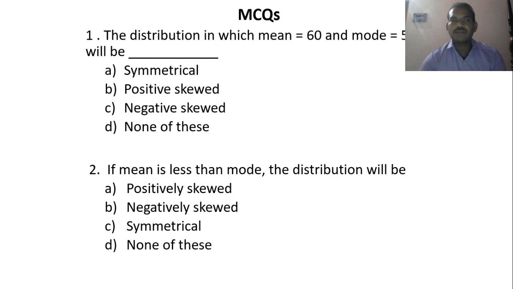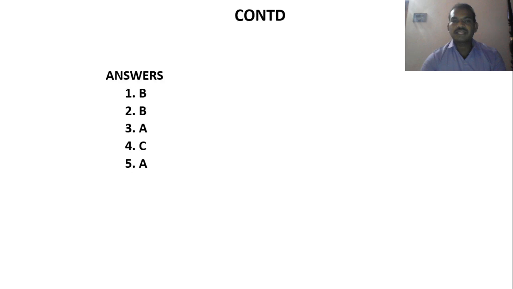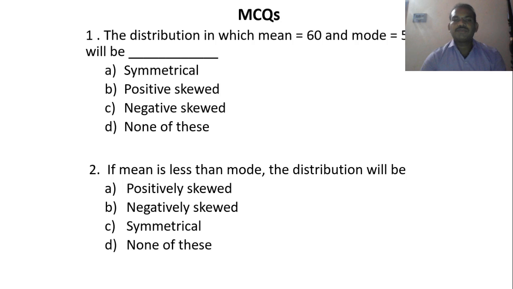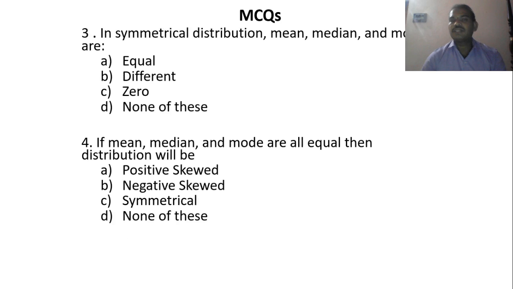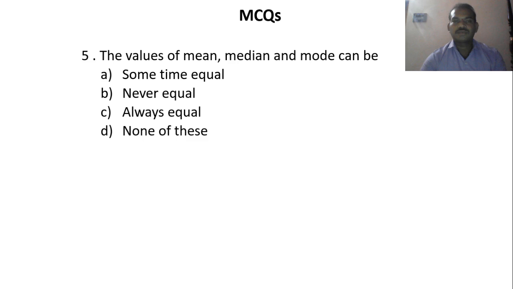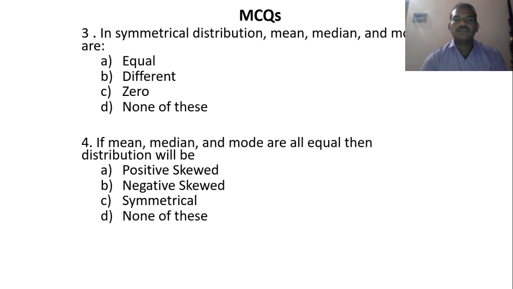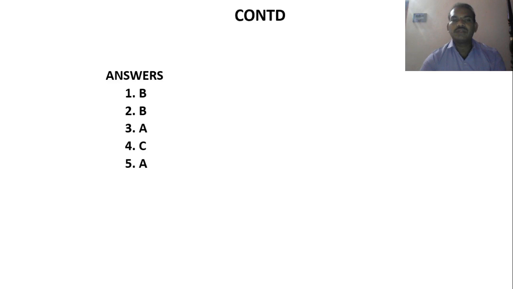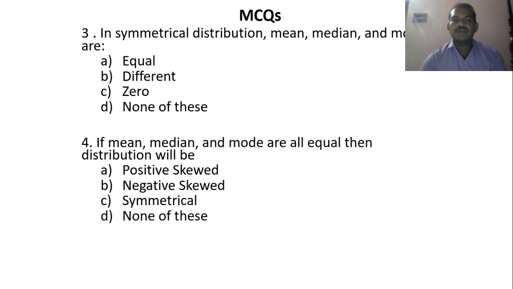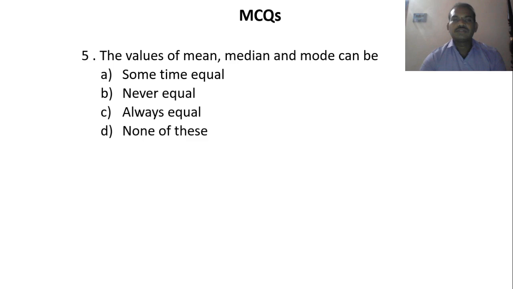For the first one, B: the distribution in which mean is equal to 60 and mode is 50 will be positively skewed. For the second one, option B: if mean is less than mode, then the distribution will be negatively skewed. For the third, A: in a symmetrical distribution mean, median and mode are equal. If mean, median and mode are equal, then the distribution will be symmetrical. And the last one: the value of mean, median and mode can be sometimes equal.